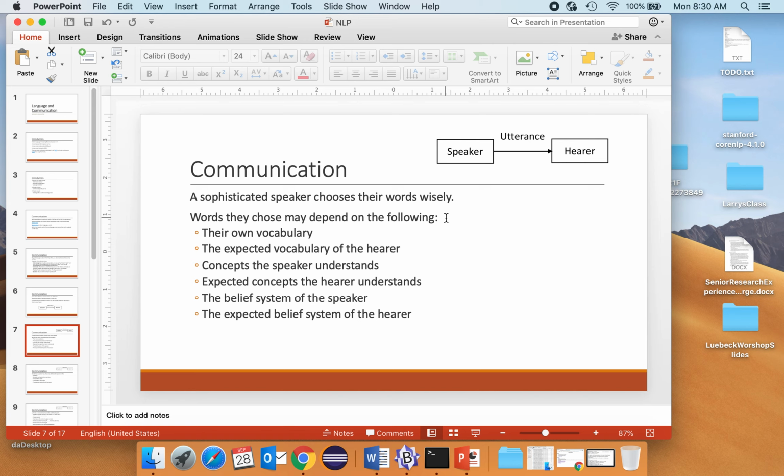The words that we choose for the utterance certainly depend on many things. They depend on our own vocabulary: which words do we know? But they also depend on the hearer's vocabulary. You might talk to a young child differently than to a university president. Similarly, typically you try to convey something, so there are the concepts that you understand. We try not to convey concepts that we don't know anything about. And then there are the expected concepts that the hearer understands.